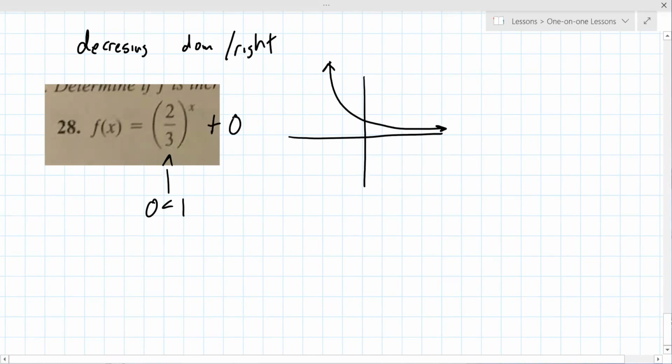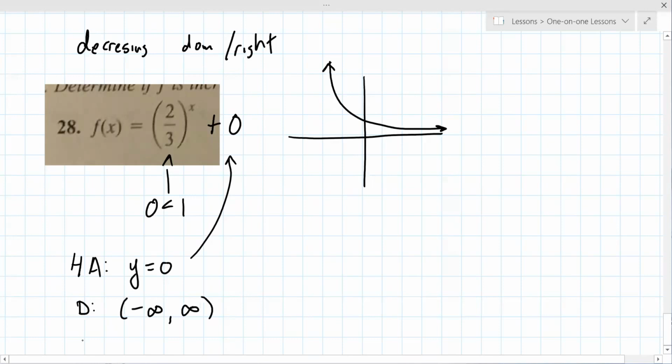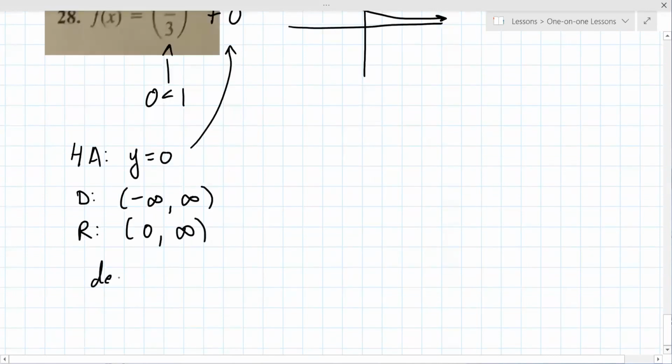It's plus 0. So the first thing I would have you do is figure out the horizontal asymptote is y equals 0, because of that. The domain is always all real numbers. The range this time goes from 0, which is the horizontal asymptote, to infinity because it's above the x-axis. This function is decreasing because it's going down to the right? To the right, yeah.